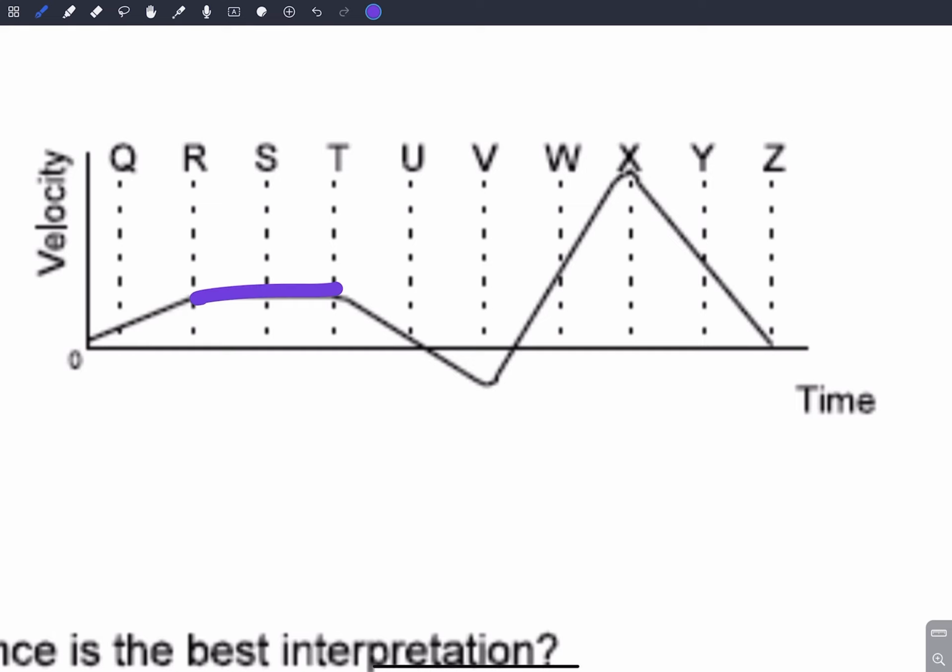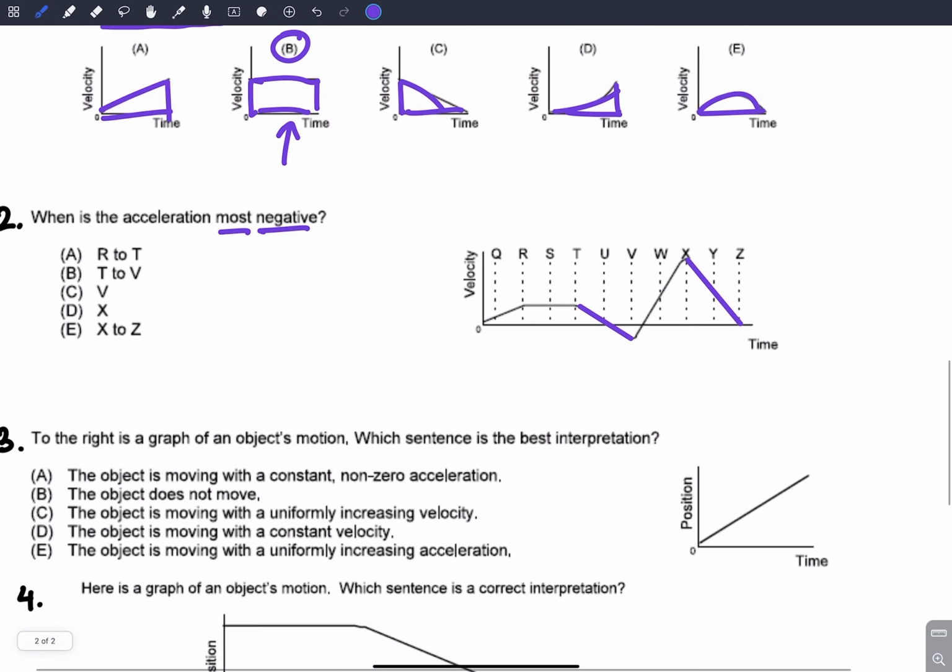Here, the slope is just 0. Here, it is negative, so this could be an answer. Here, it's positive again. And here, again, it's negative. So, which one's the answer? It's asking for most negative. Therefore, which of these two lines has a slope of greater magnitude?